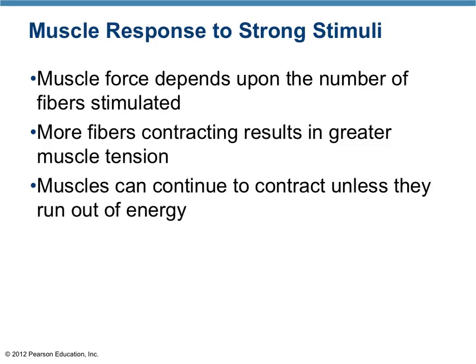When a muscle is responding to strong stimuli, the muscle force depends upon the number of fibers stimulated. So if you, again, picked up a pen, fewer fibers would need to be stimulated than if you picked up your dog or something. And more fibers contracting together results in greater muscle tension. And muscles can continue to contract unless they run out of energy. So if you run out of glucose or an ATP supply, then muscles can start to fatigue. And we'll talk more about that in another lecture.